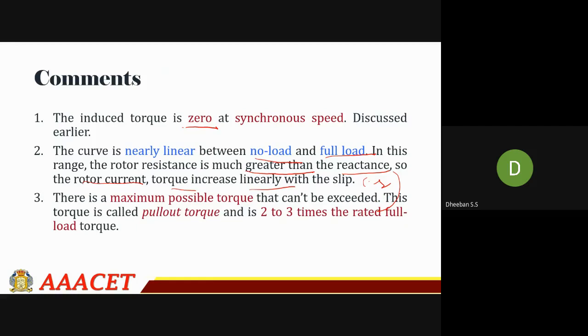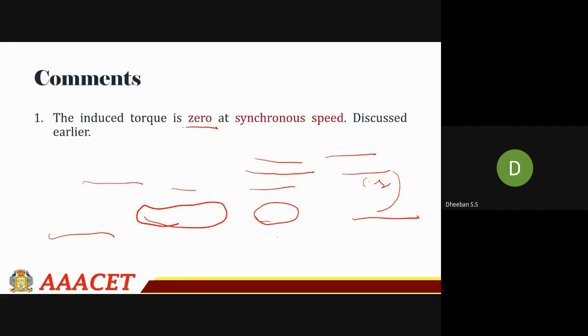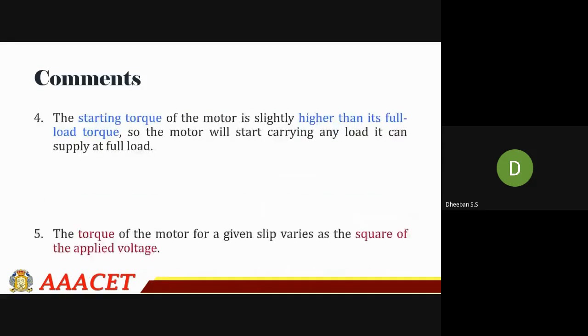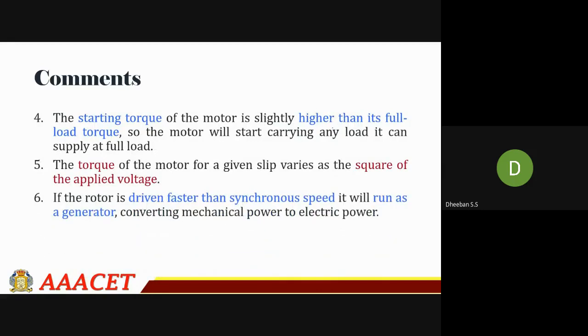There is a maximum possible torque that cannot be exceeded. This is also called the pull out torque. The pull out torque is the maximum torque, which should be 2 to 3 times your rated full load torque. Starting torque of the motor is slightly higher than its full load torque, so that the motor will start carrying any load. Always your starting torque will be higher than your load torque. The torque of the motor for a given slip varies with the square of the applied voltage, that is V square.